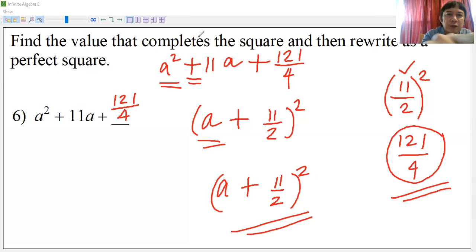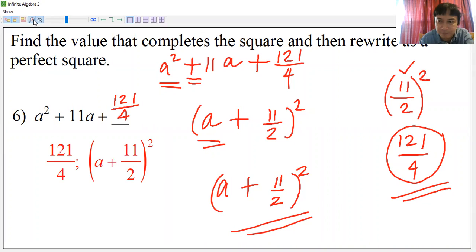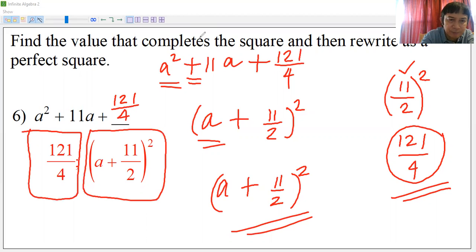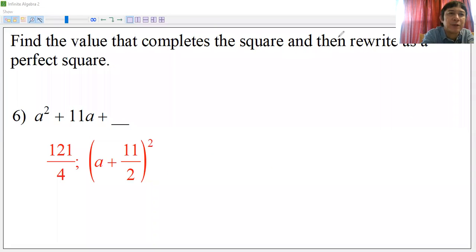And we'll be able to check that over here. All right, so the answers are displayed by the computer. This is our number added. This is the perfect square. Exactly what we have over here. Okay, a plus 11 over 2 squared. All right, so let's continue with number 7.